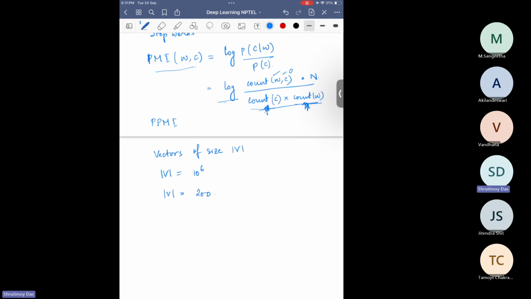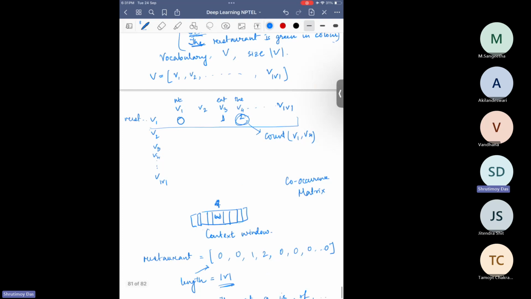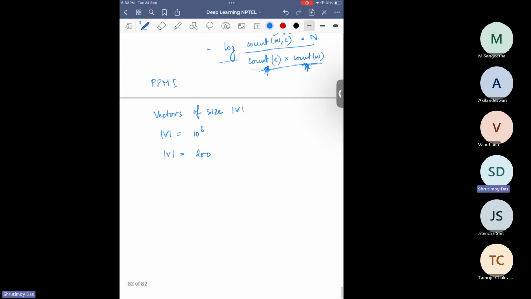So what I'll do is I'll basically do an SVD of this matrix. Suppose my co-occurrence matrix is X, and now X is very large. Suppose it is 10 to the power 6 times 10 to the power 6, so it has around 10 to the 12 entries, and that is very large. We don't want to deal with such large matrices. So what we do is we compute the SVD of this.